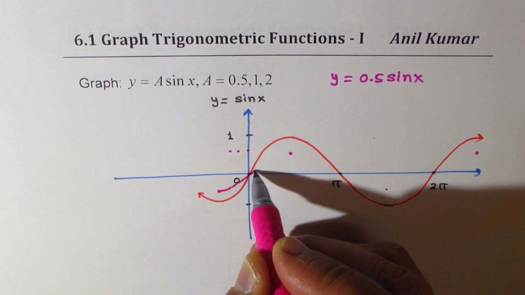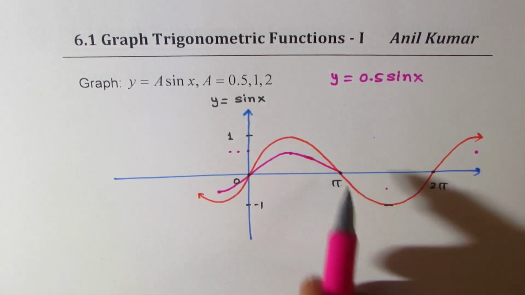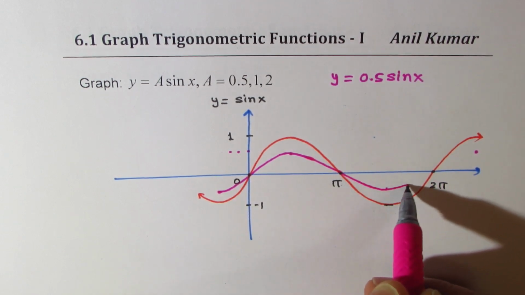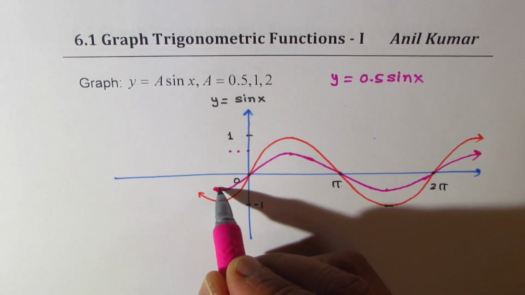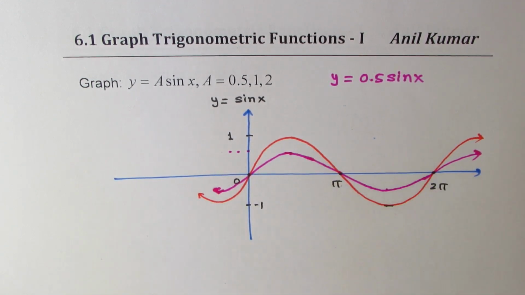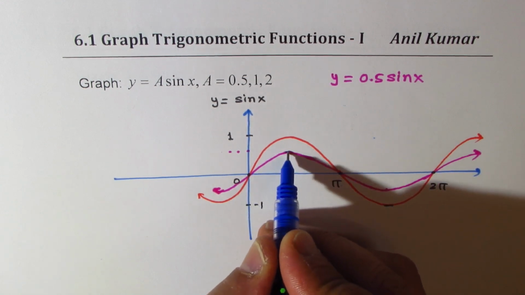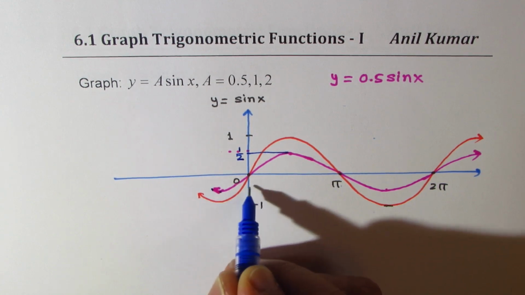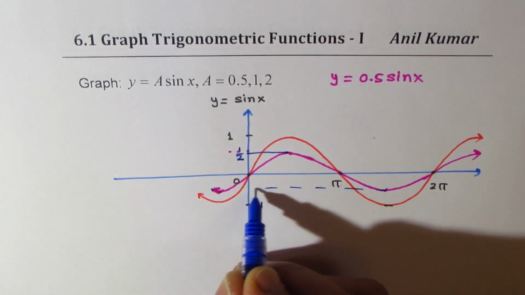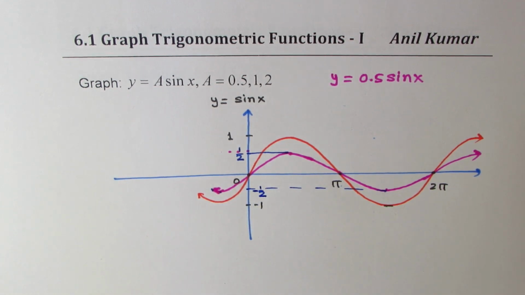I could sketch it as this. All the zeros will remain at the same point. They are not going to change. Do you see this? They are not going to change, but the values will reduce to half. So for this particular function, which is y equals half of sine x, the amplitude will become half, right? So this portion here will be minus half. You're getting the idea, correct?